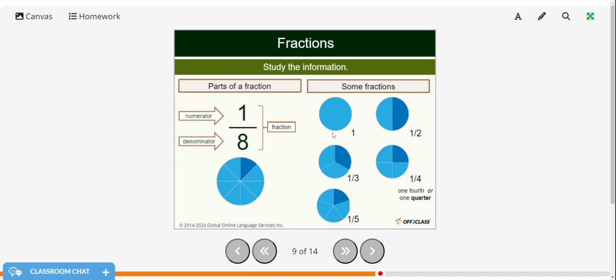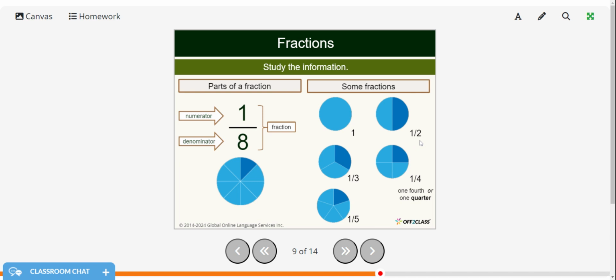So here are some common fractions. This one is just 1 because we have one circle. The entire circle is colored light blue. Here we have the same circle, but this time it's divided into 2 parts.